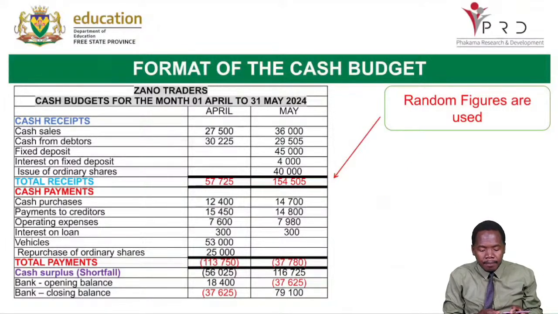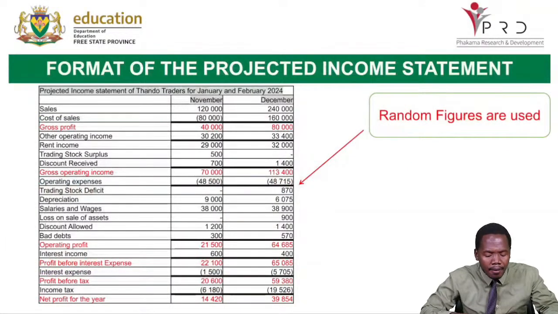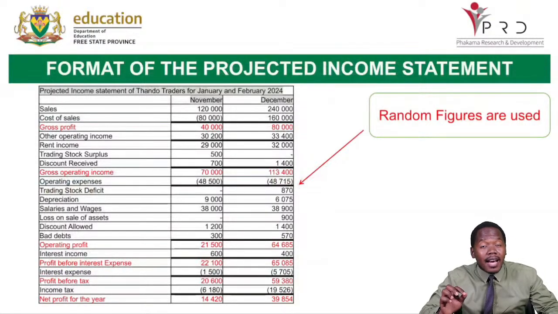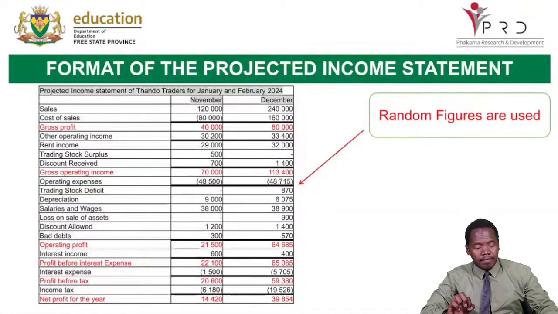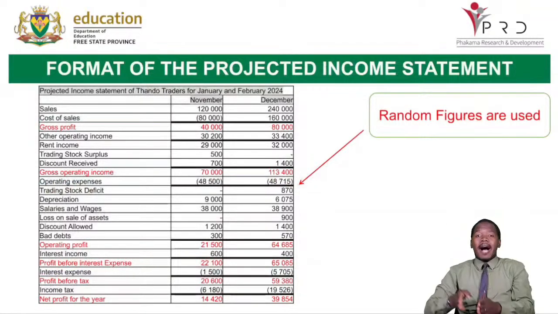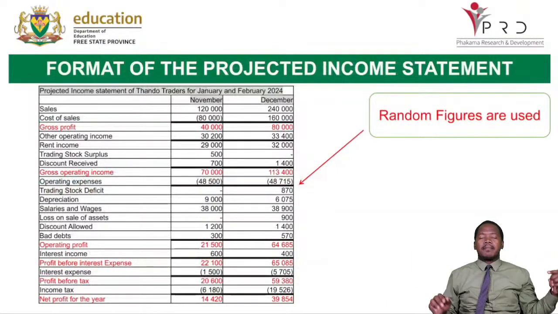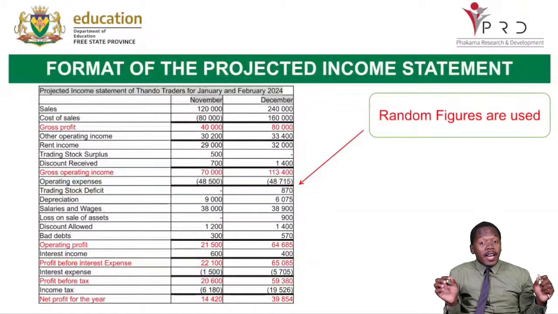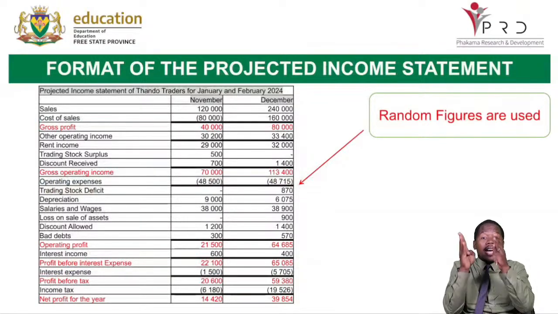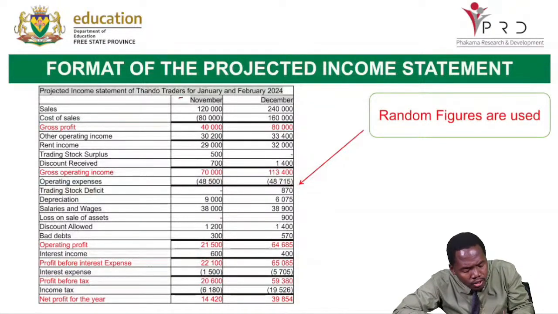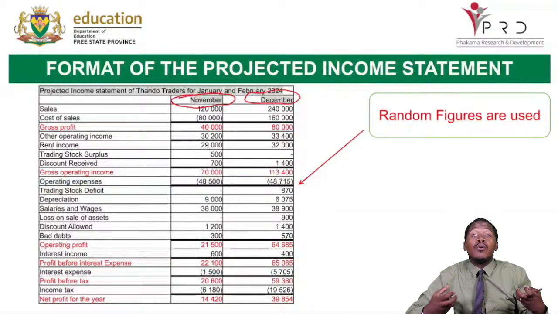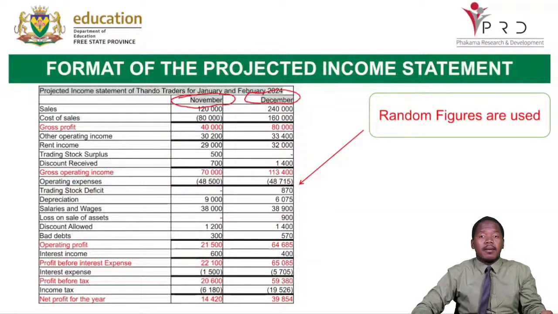Just a quick revision. Now let's look at our projected income statement. Our projected income statement looks similar to the income statement, except for the fact that it works with months. Everything else is just 100% the same. The only difference is that we divide by months. So it has November for an example and December for an example. But it looks like the normal income statement.